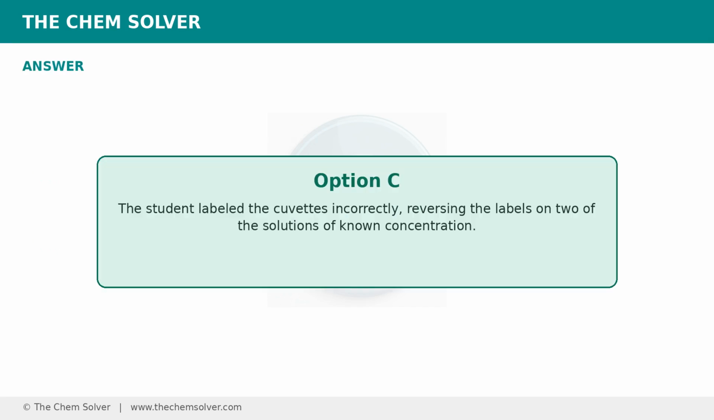The correct answer is option C. The student labeled the cuvettes incorrectly, reversing the labels on two of the solutions of known concentration.